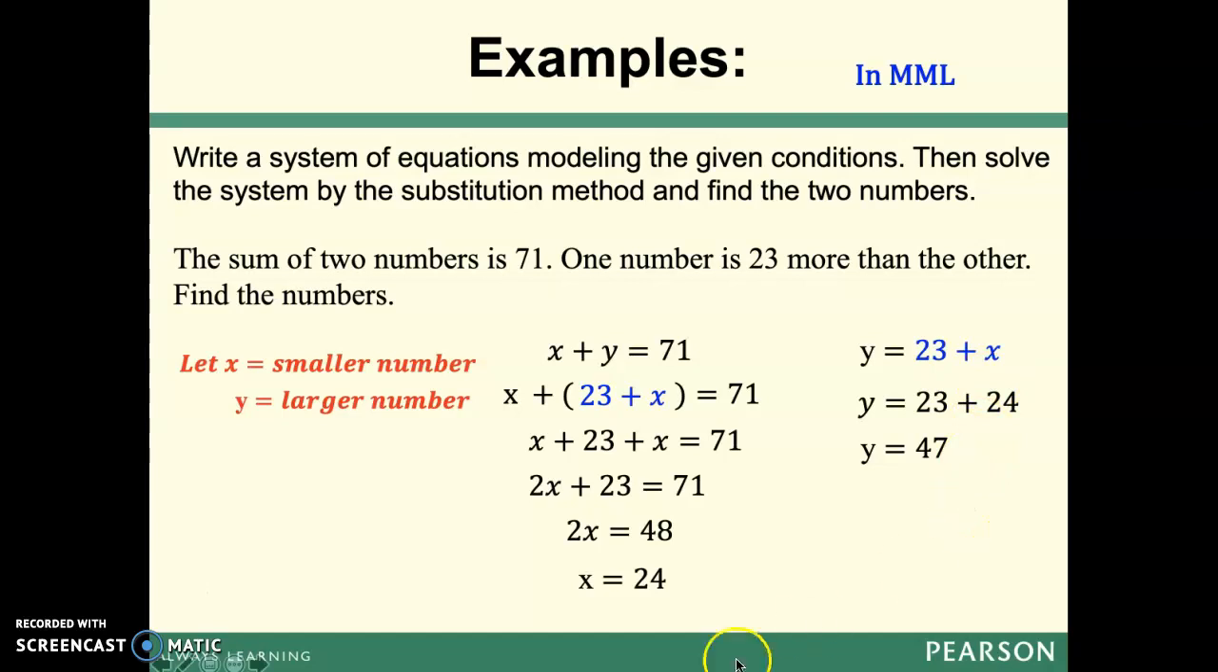And you can check your answer. Is 24 plus 47 equal to 71? Yeah. Is 47 23 more than 24? Yup. We found our two numbers.